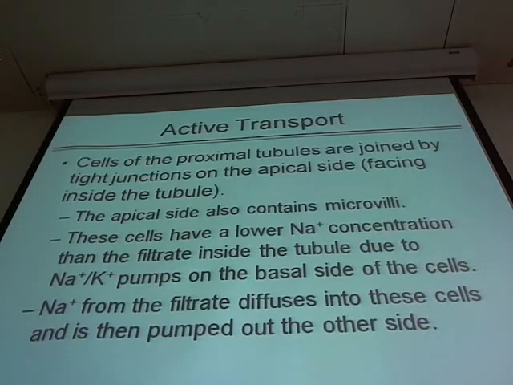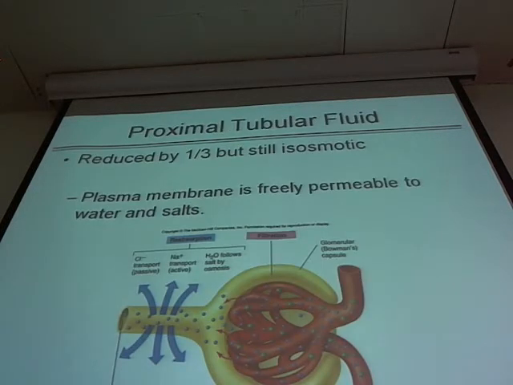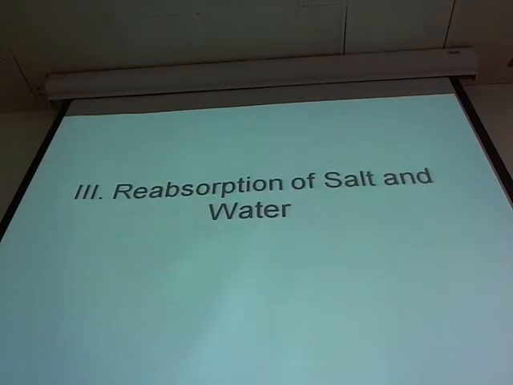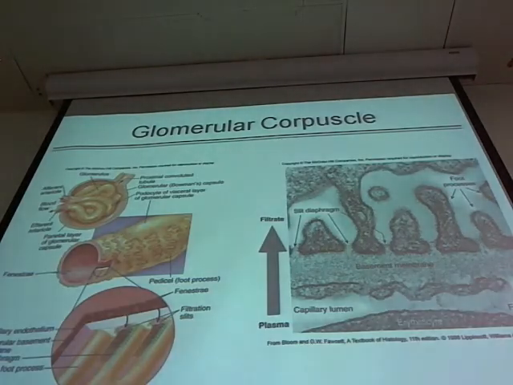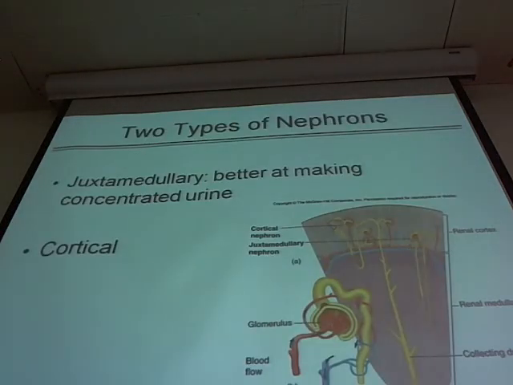So, let's see. What's happening here is, let me go back to this one. As you're coming down here, here's your loop of Henle. What happens is there is active salt transport. It is pumping salt out of the urine, or out of the filtrate, into these spaces. It creates an osmotic gradient that's going to draw the water out.